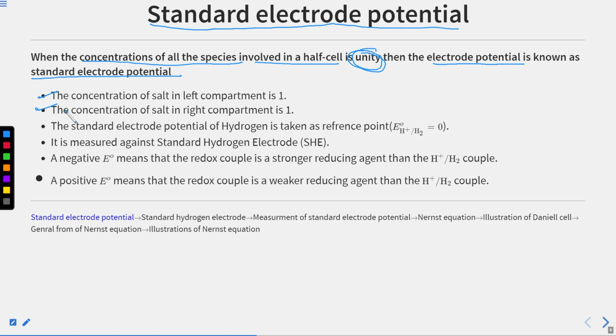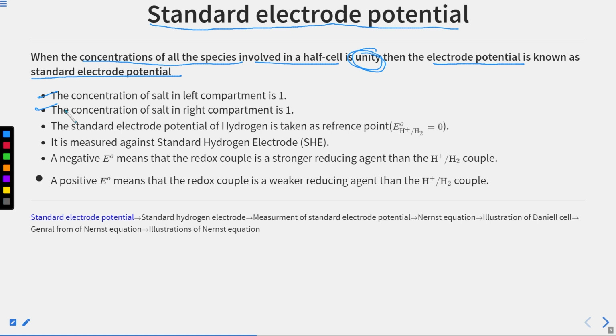So how do we calculate the standard electrode potential? What do we do? We have taken hydrogen as our reference point. Let me make it more clear. We take hydrogen in one compartment. How do we take hydrogen? That is a different case, and we'll be seeing that in the next slides.